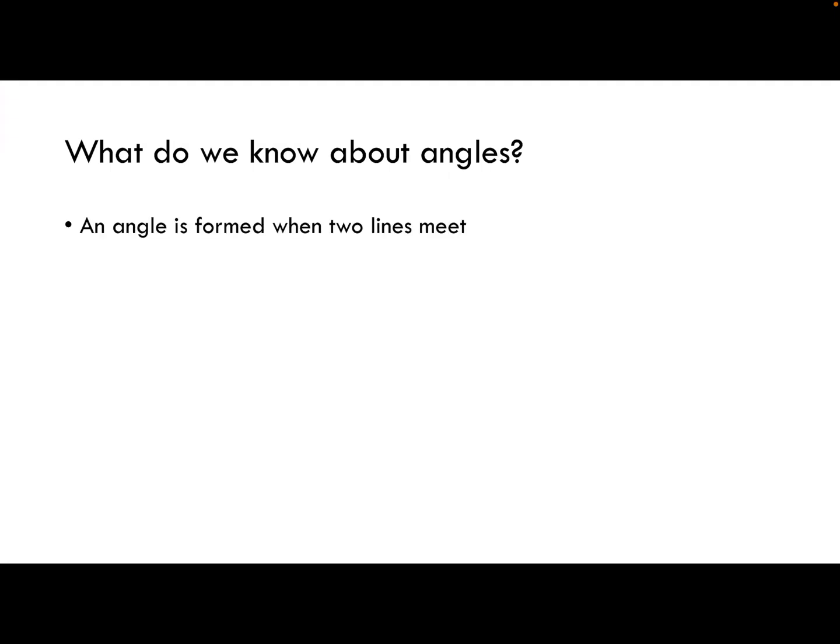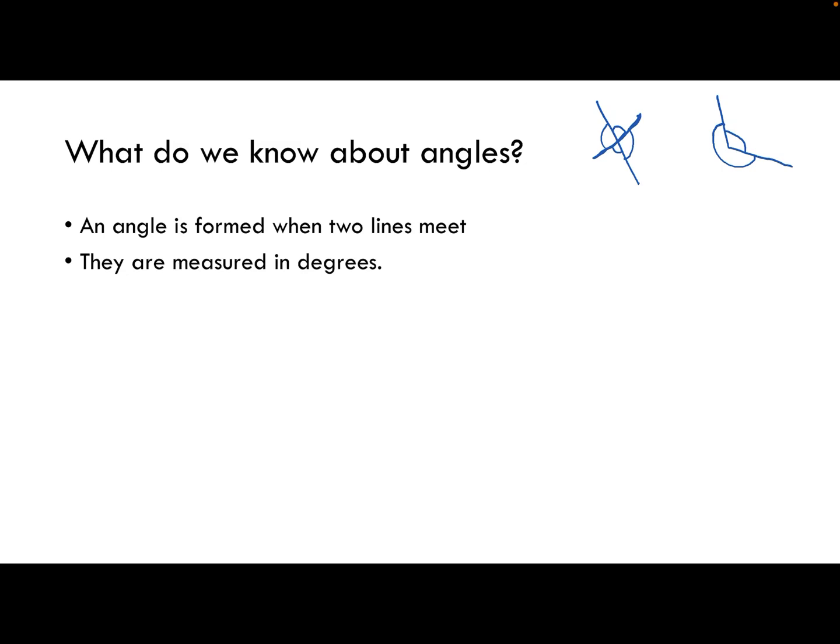So I'm going to go through some here. We know an angle is formed when 2 lines meet. So when this line meets this line, we have an angle here. We also have an angle here. Where these lines intersect here, we have an angle there, an angle there, an angle there, and an angle there. So when 2 lines meet, we have an angle.